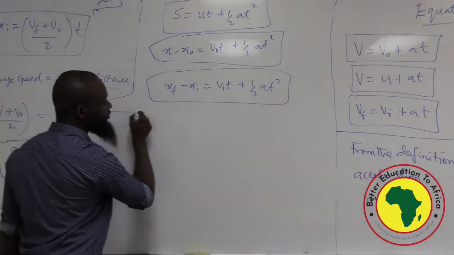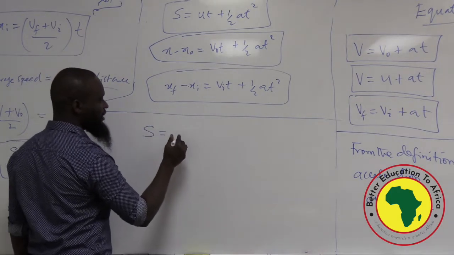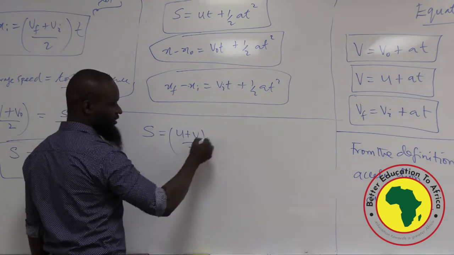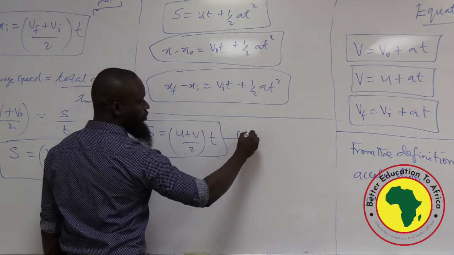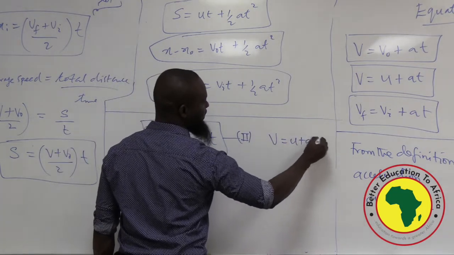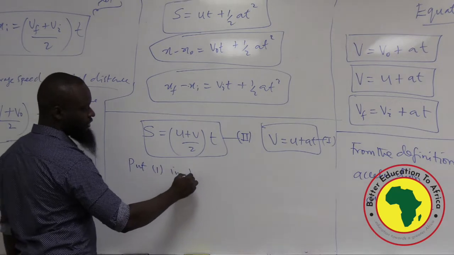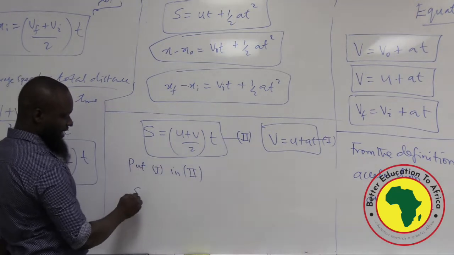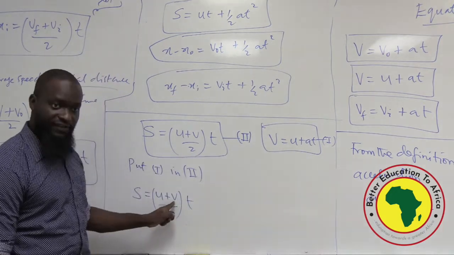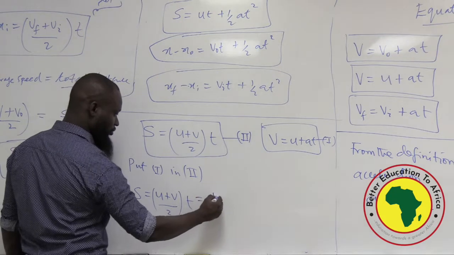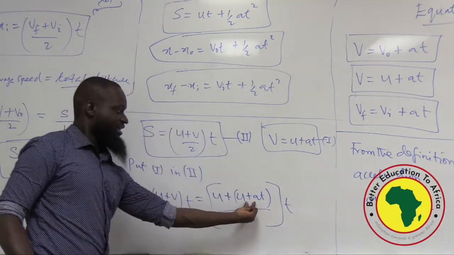So how do we derive this? Simple. We put equation 1 into equation 2. Equation 2 says, let me use this symbol, s equals u plus v over 2 bracket t. So this is equation 2. What of equation 1? V equals u plus a t. This was equation 1. So I put 1 in 2. How? S is u plus v over 2 bracket t. This is 2. How do I put 1 in 2? Anywhere I see v, I put u plus a t. So it becomes s equals u plus a t, that is my v, over 2 bracket t.